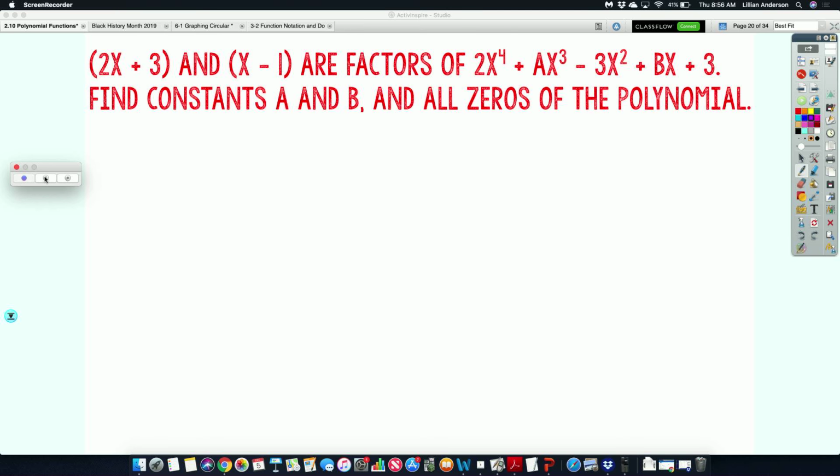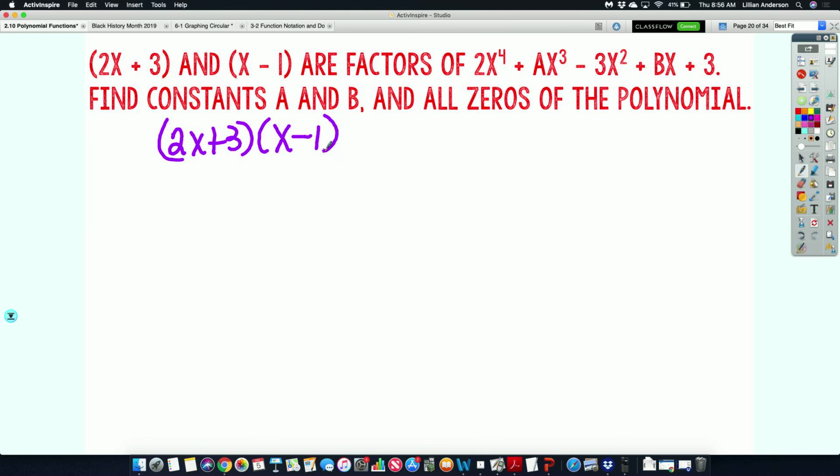I gotta start this problem. Can you just multiply 2x plus 3 and x minus 1? Okay, start out by multiplying the two factors. FOIL. This gives me 2x squared plus x minus 3. Okay, so that gives me a quadratic. I need a quartic. So that means that these two factors that form a quadratic would technically need to be multiplied to another quadratic.